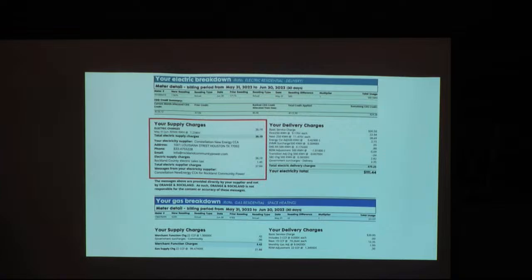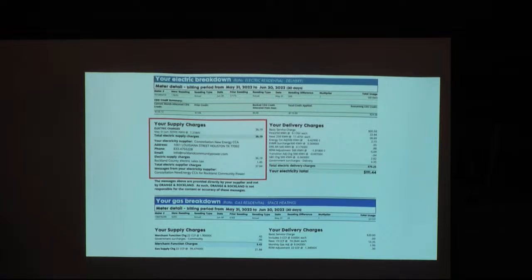This is actually an Orange and Rockland bill, so it looks a little bit different from your bill, but this is on page 2 of your bill. Most likely you're going to see the same thing. You'll see, obviously, there's gas, and then there's electric. Within the electric section, there's 2 subsections.